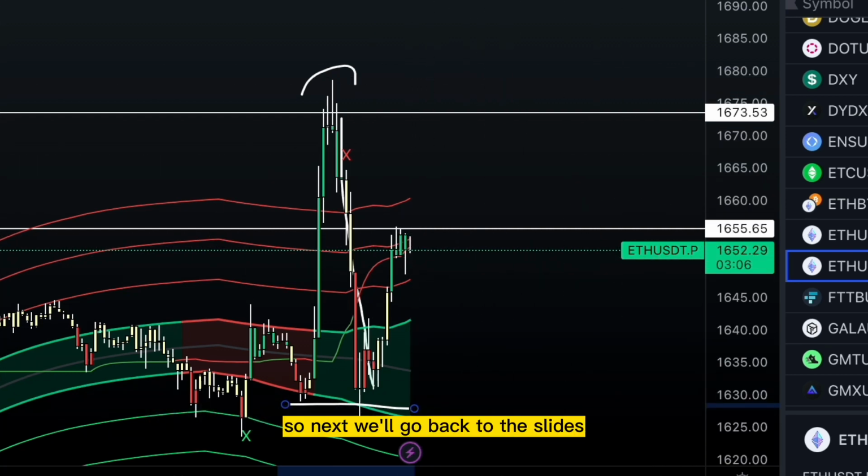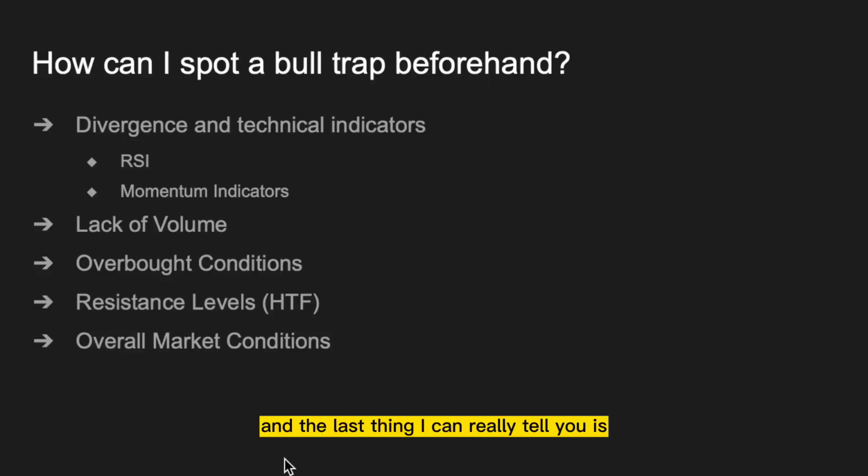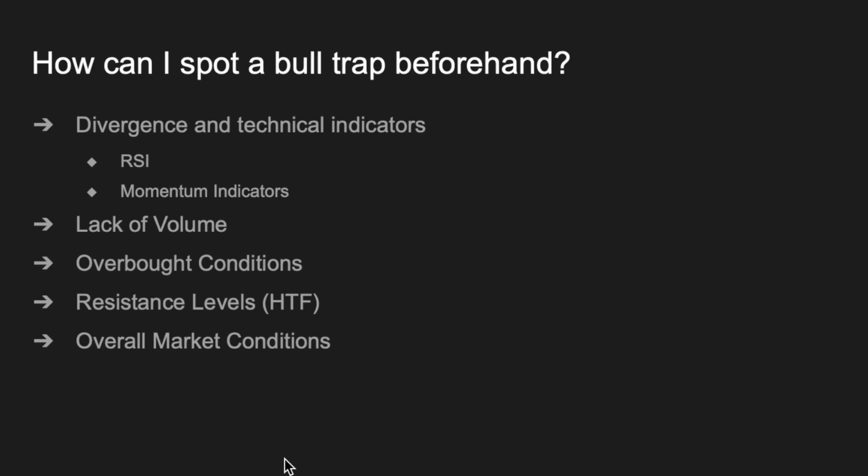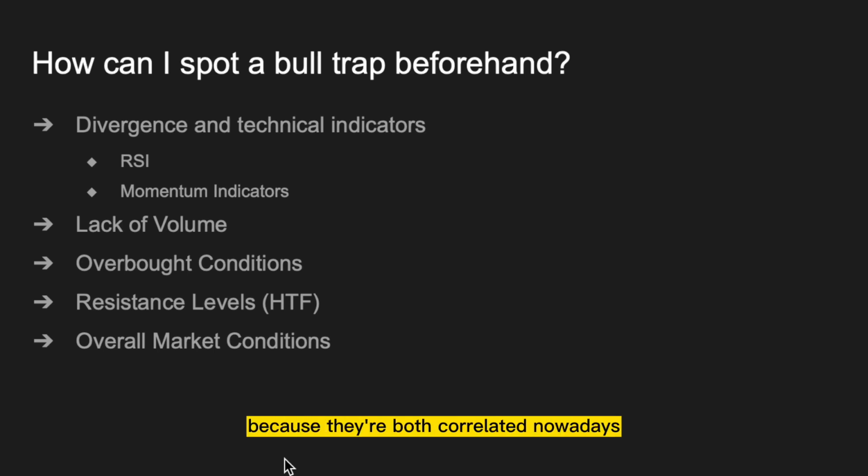Next we'll go back to the slides, and the last thing I can really tell you is overall market conditions. In this case, the entire market, traditional finance and crypto, because they're both correlated nowadays, experienced this bull trap earlier. We saw it with the S&P when I showed you in the beginning. This was all pretty much news-based. Like I said, Jerome Powell, head of the Fed, was speaking at 12:40 p.m. Eastern Time, and all this occurred in that exact moment. So this was completely news-based.